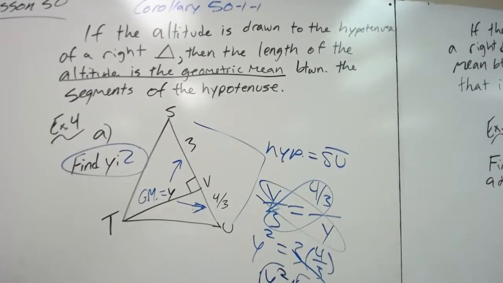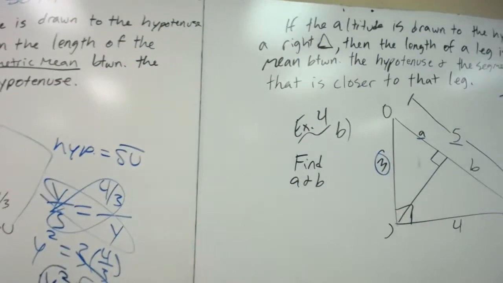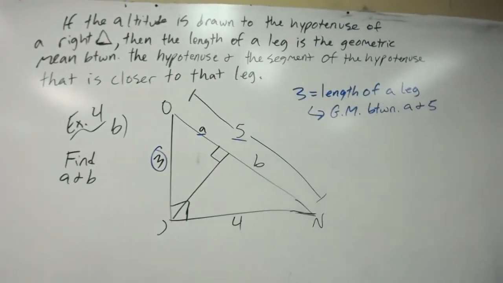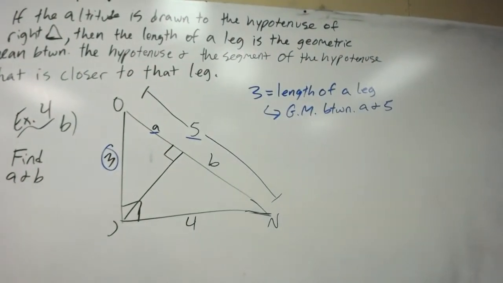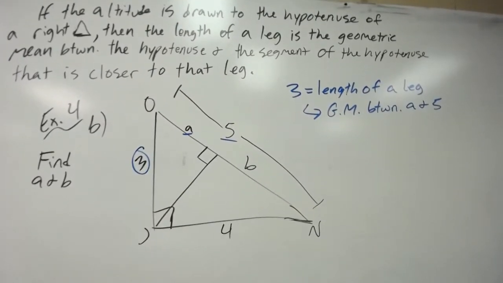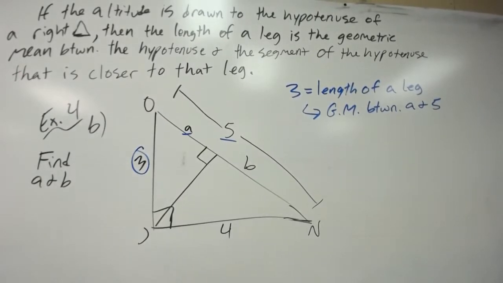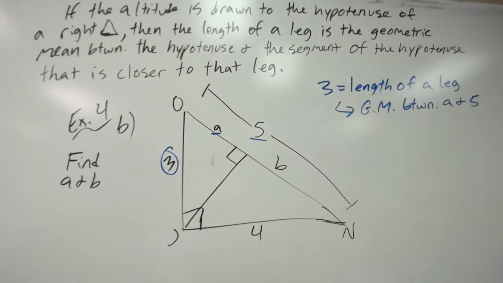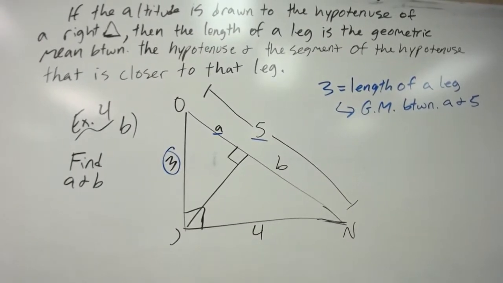Let's look at one more. This one is corollary 50-1-2. And it states that if the altitude is drawn to the hypotenuse of a right triangle, then the length of a leg is the geometric mean between the hypotenuse and the segment of the hypotenuse that is closer to that leg. That can be confusing just to read. So let's try to show what that means.